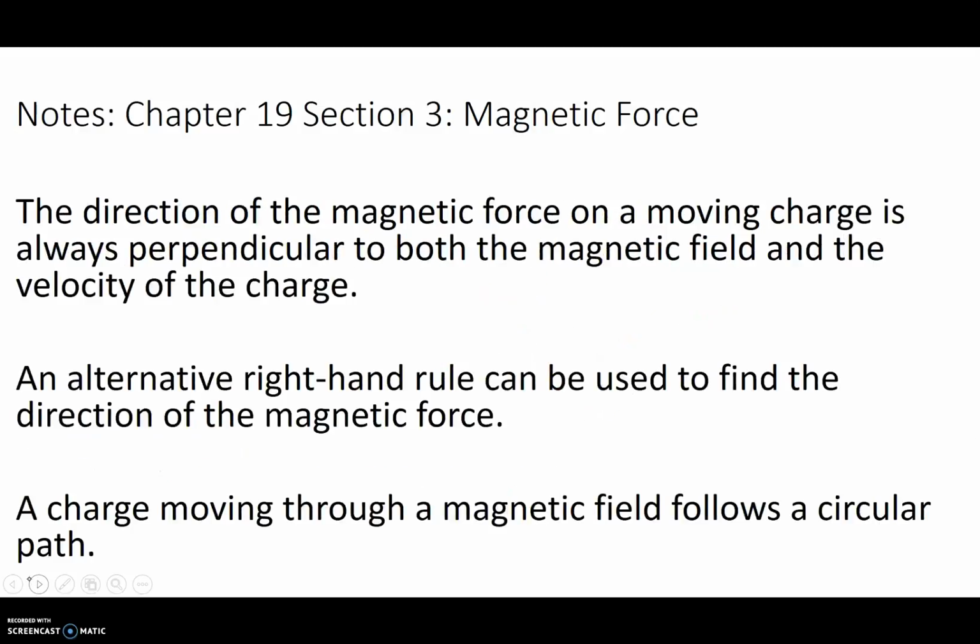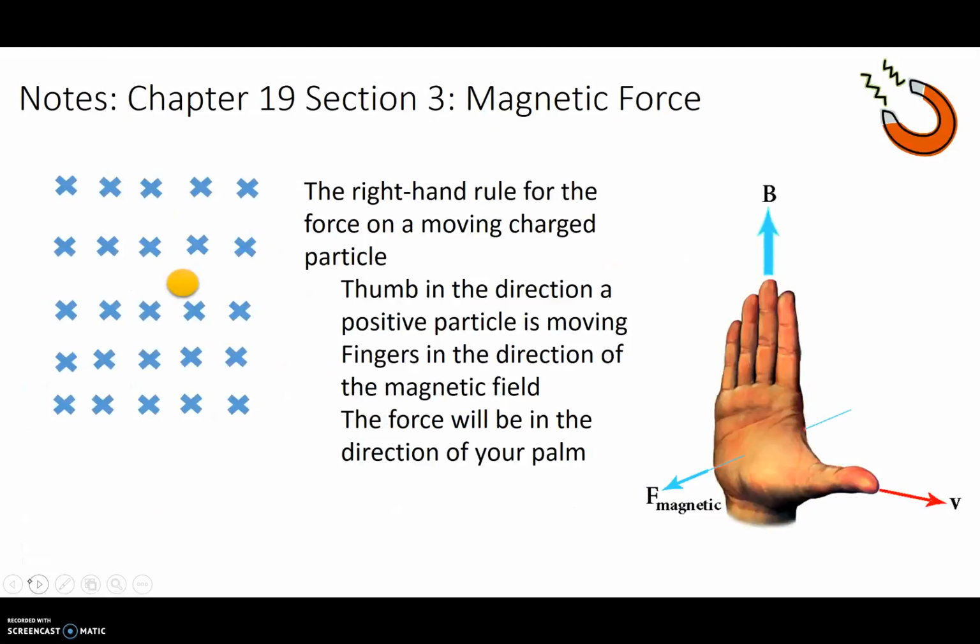But anyways, with these magnetic forces, the magnetic force on a moving charged particle is always perpendicular to the magnetic field and the velocity of the charge. Now, we'll talk about how that all is perpendicular. Basically, it's an x-axis, y-axis, z-axis kind of thing. And so we have this alternative right-hand rule. And so this leads us to our right-hand rule.